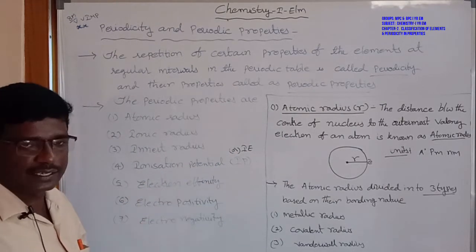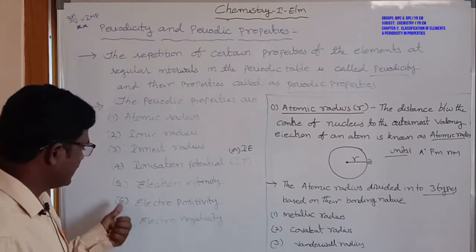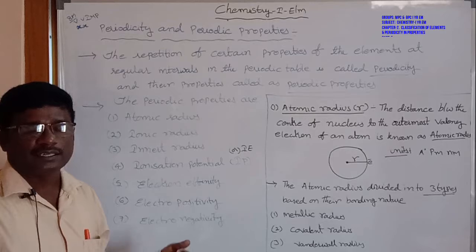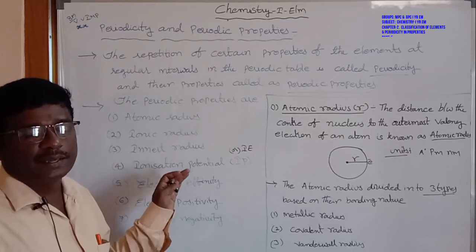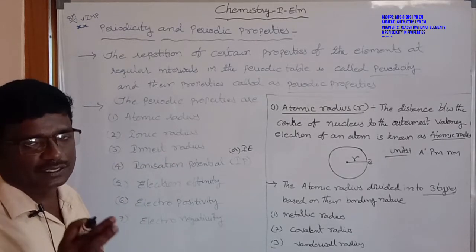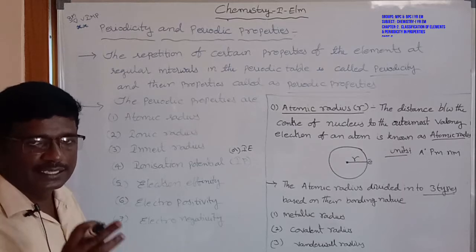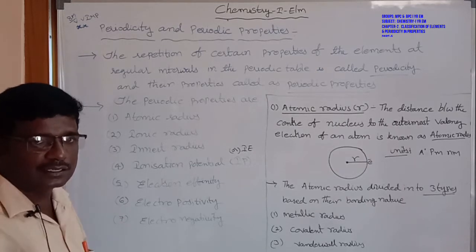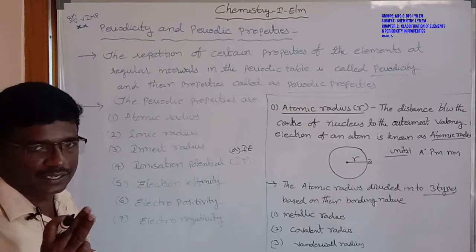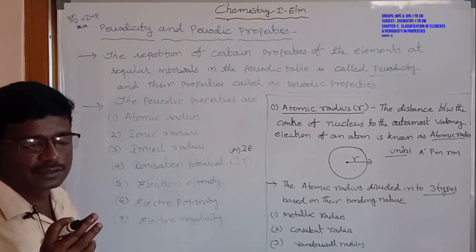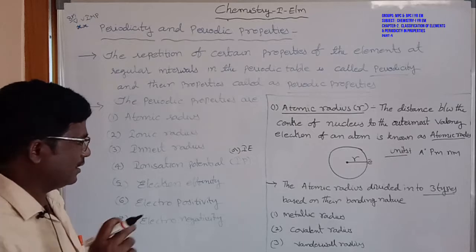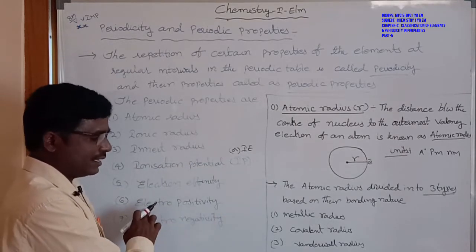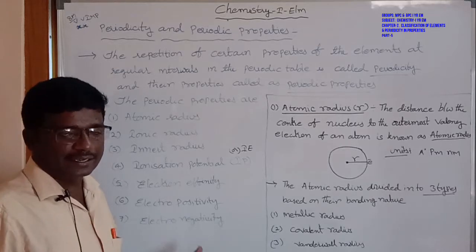Remaining: electron affinity. Next, electropositivity and electronegativity. That is the list of periodic properties. First is atomic radius, second ionic radius, third inert radius, fourth electron affinity, fifth ionization potential or ionization enthalpy. Next, electropositivity and electronegativity.